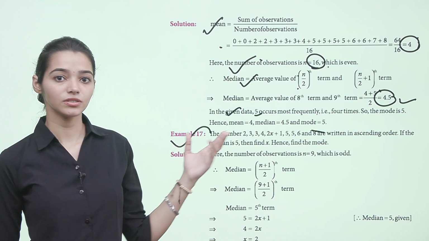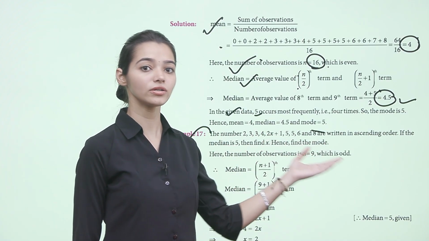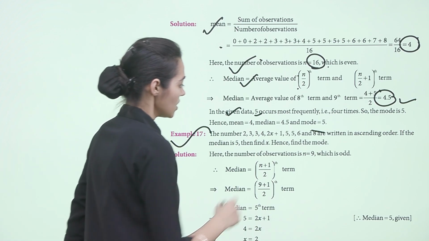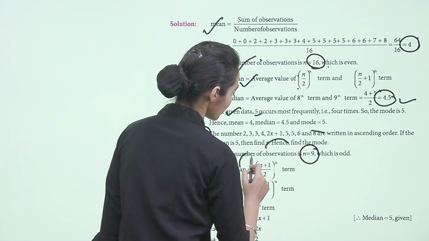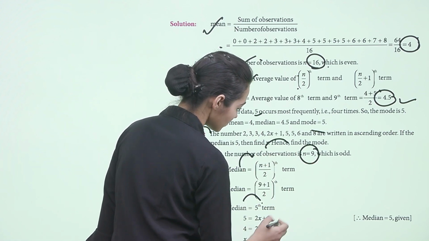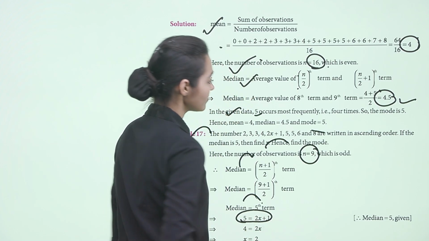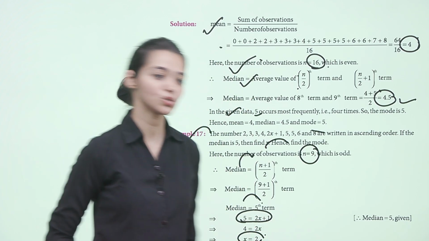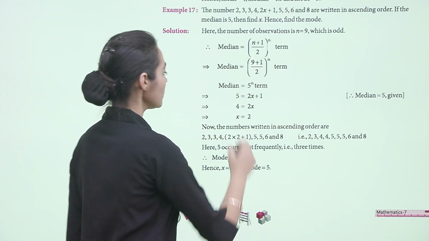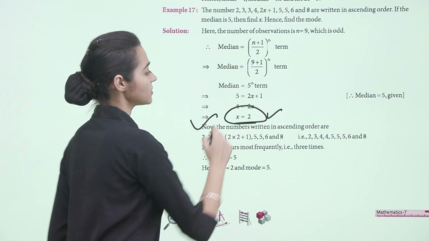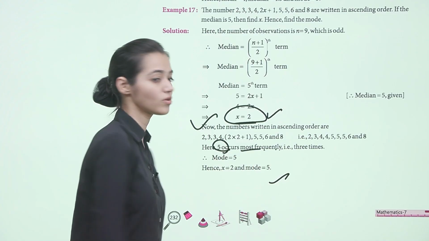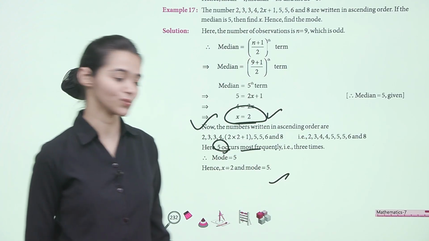Example number 17, the numbers are written in ascending order. If the median is 5, we have to find x and find the mode also. So the number of observations is 9, so (n plus 1) by 2 is our median, that means the 5th term. So 5 is equal to 2x plus 1 and x is equal to what? 2. So here we find x is equal to 2, and now the numbers are written in ascending order. So 5 occurs most frequently, so the mode is 5 and the value of x is 2.